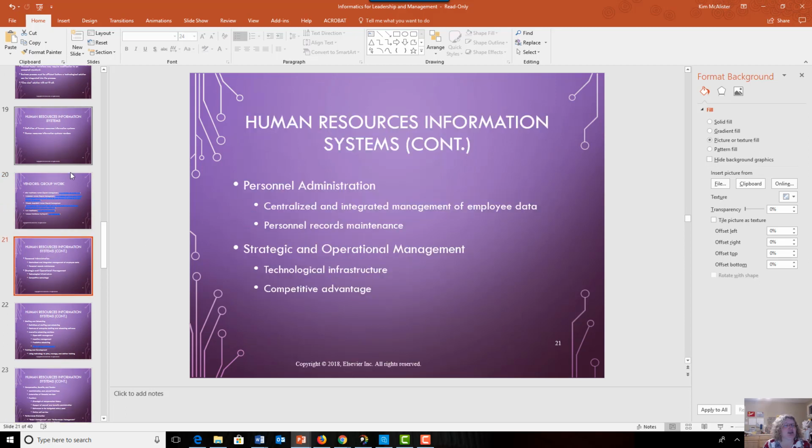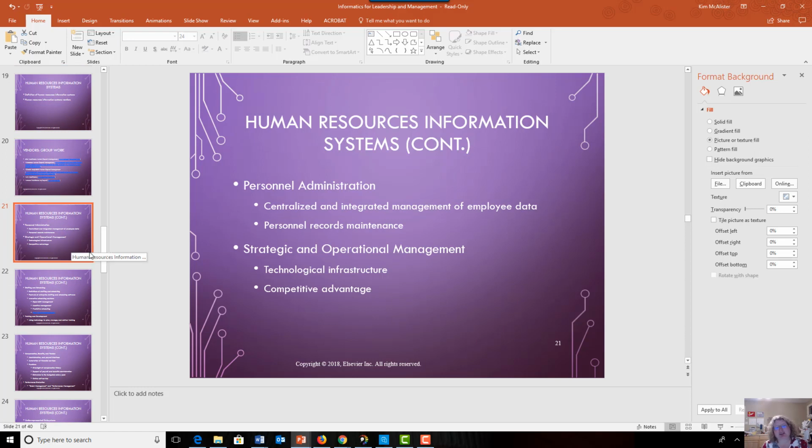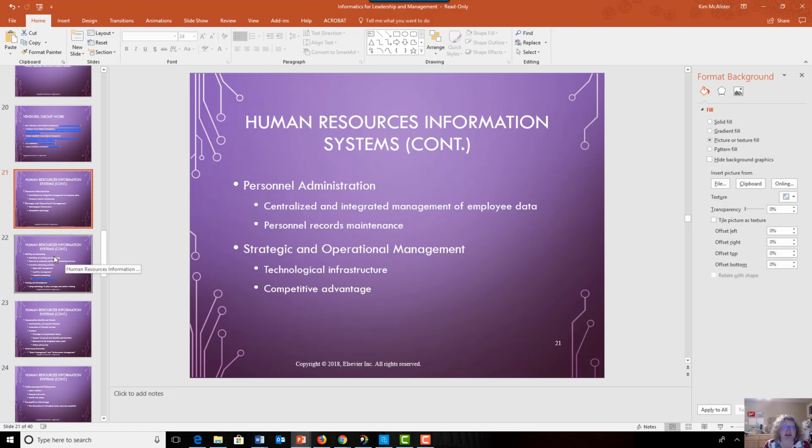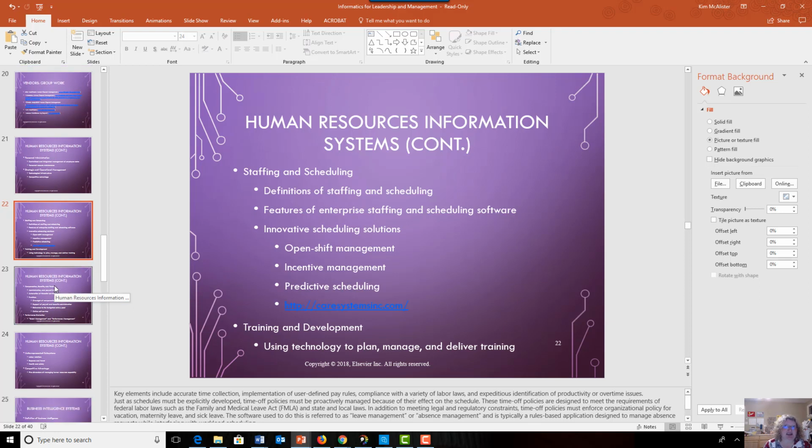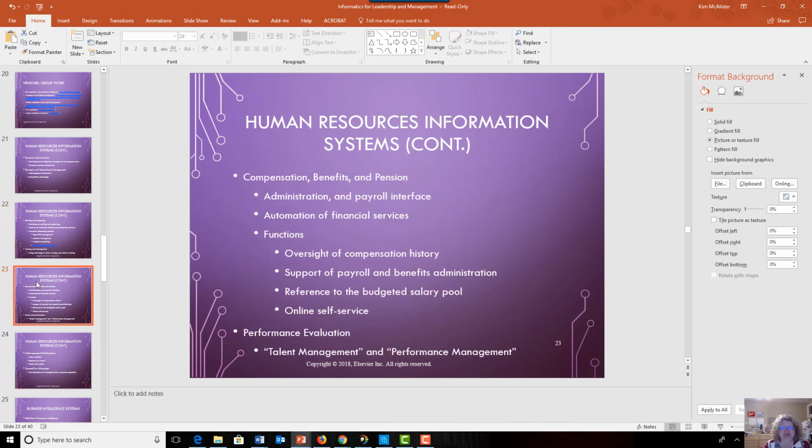The other thing that your human resource information will do is your personnel, and then also can look at your strategic and operational management, your staffing and scheduling. This may be the system that determines how many people you need. If you have an open shift unit where you all kind of work together and put in when you want to work and what shifts you want to work, that can be handled on this. It can also do predictive scheduling based on what you normally see at this day of the week or this time of the year. It can also run your training and development.